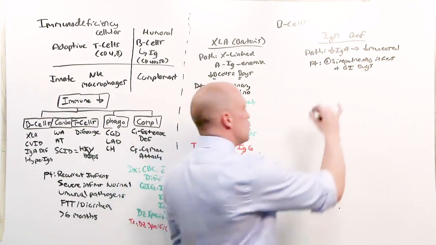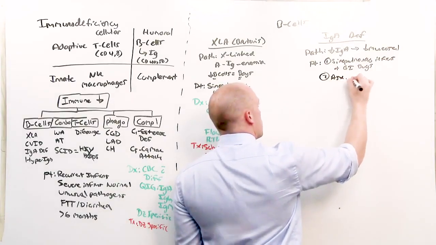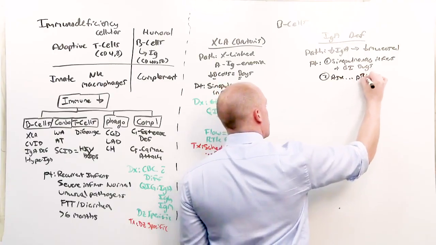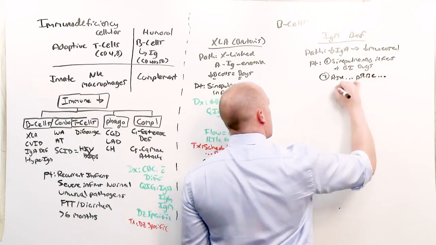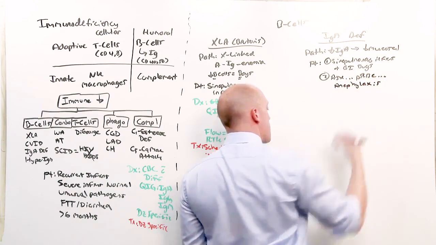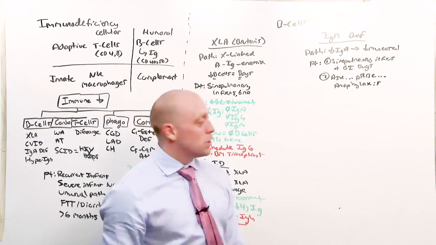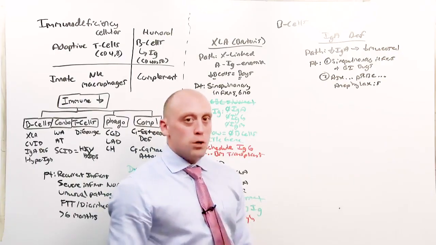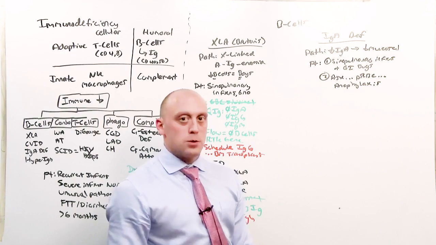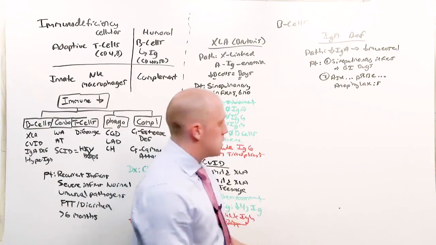IgA deficiency is usually going to present as asymptomatic until you get a blood transfusion, and then they go anaphylactic. This is not ABO incompatibility. This is not Rh haplotype. This is going to be full-blown anaphylaxis on exposure to a transfusion. You hear that combo, think IgA deficiency.